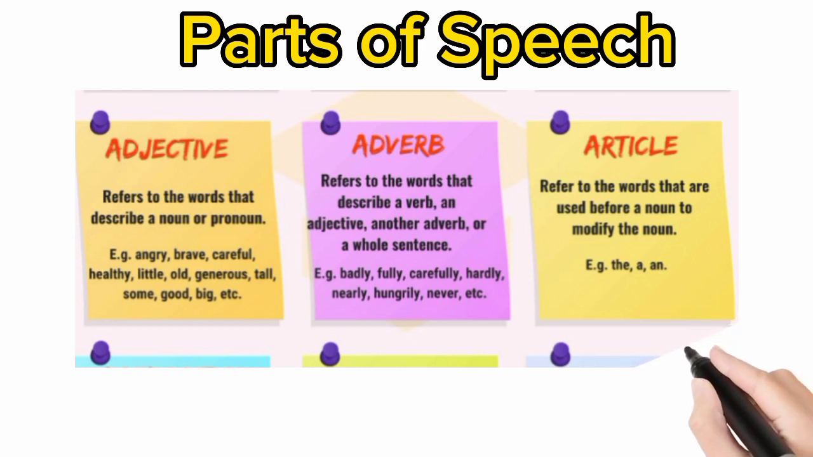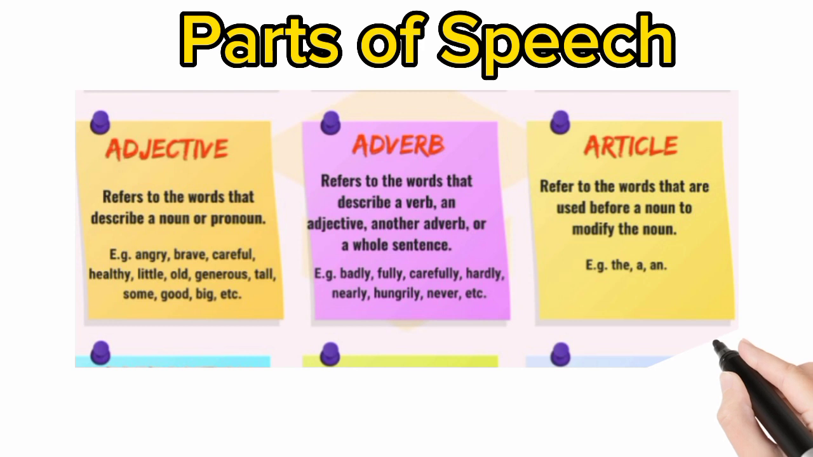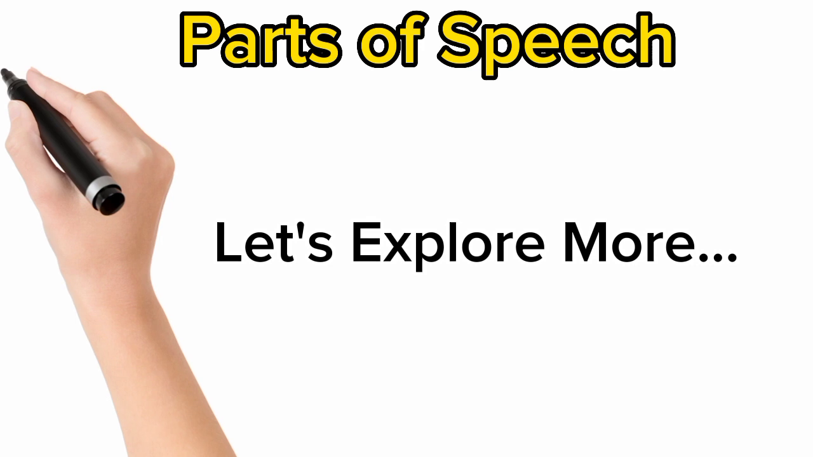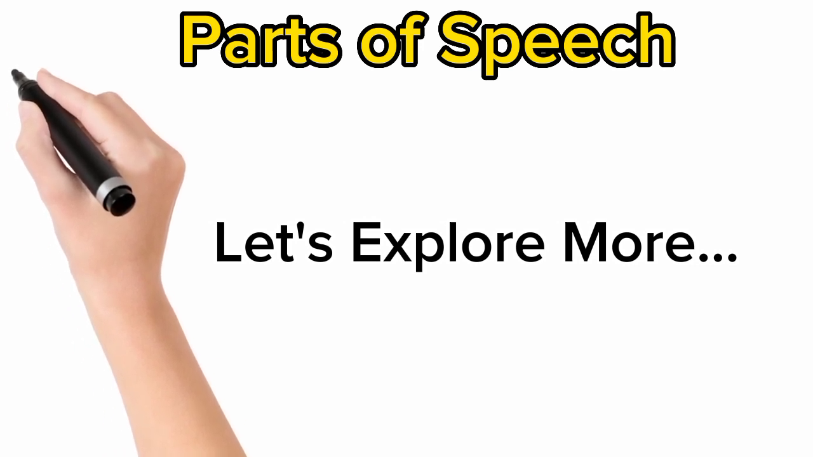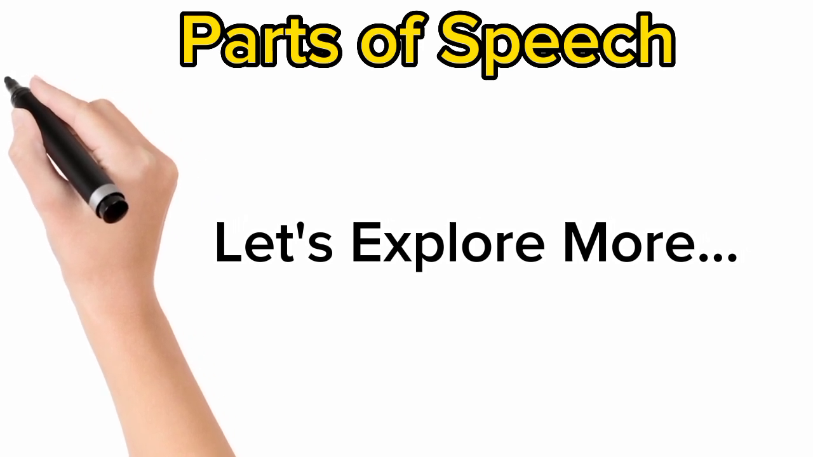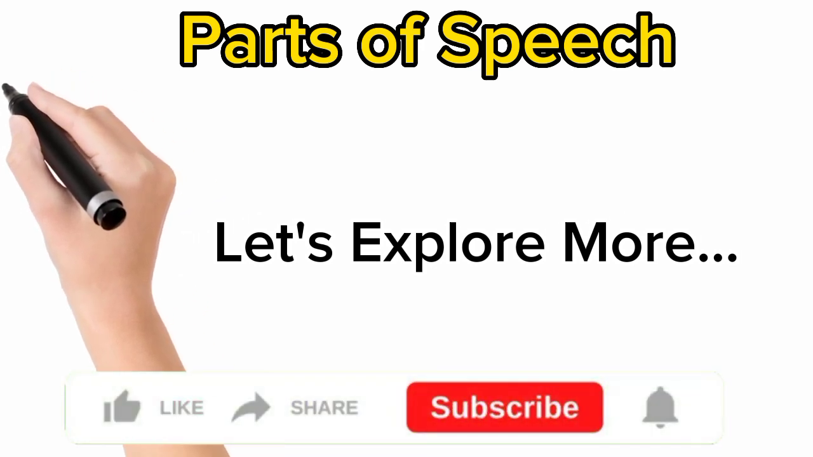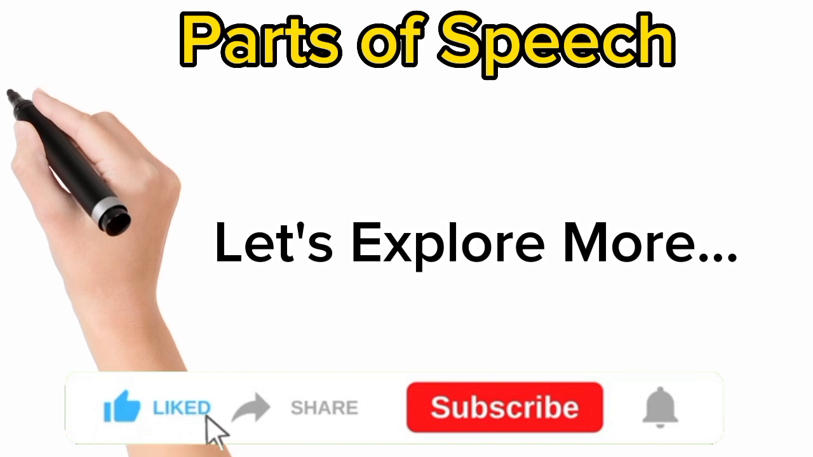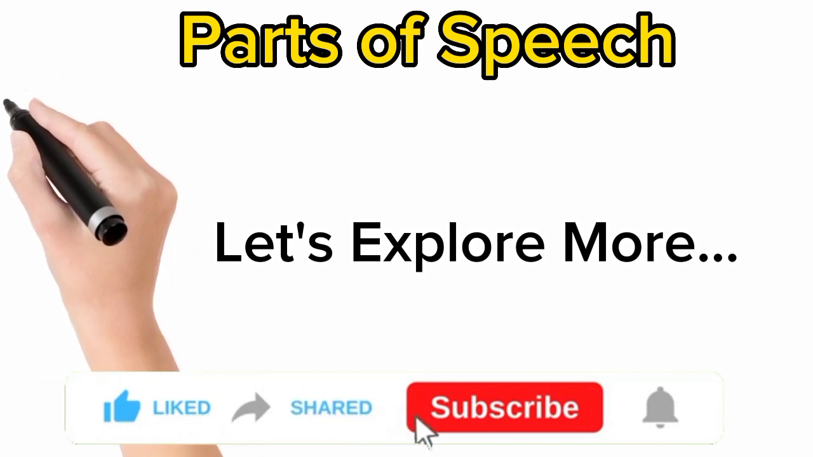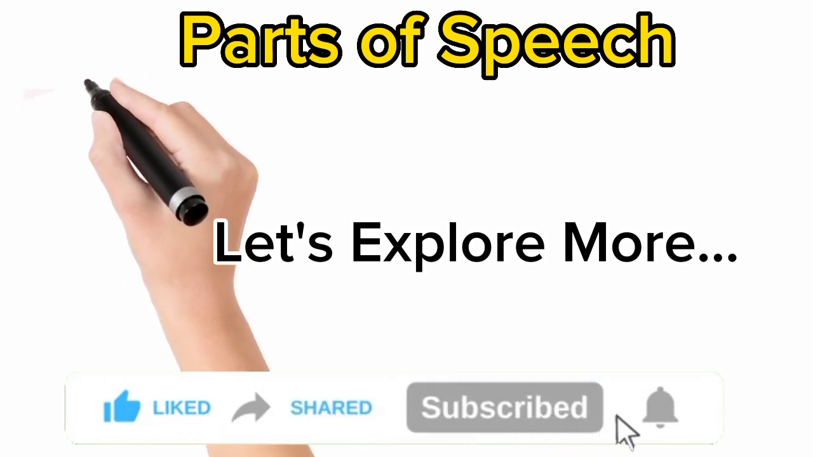An article, I have already uploaded videos on this, there are two types of article, definite and indefinite. Indefinite articles are a and an, while the definite article is the. So they are mostly adjectives. They are not a separate part of speech. They fall in the category of adjectives, and more specifically they are demonstrative adjectives. So we have discussed in the second slide adverb, adjectives as well as article.